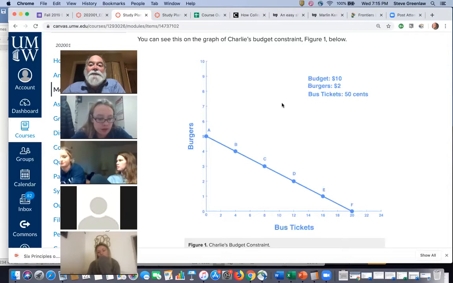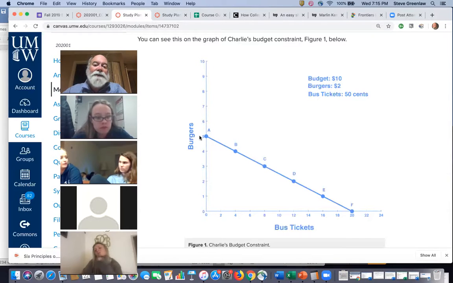Okay. So it's a simple idea. Really, it is. Okay. In this example, you have a budget of $10. You like to spend your budget on either burgers or bus tickets. Okay. The burgers cost $2. If you spent your entire $10 on burgers, how many burgers could you buy? Yes, you can look at the graph if you want to cheat. 5. $10, $2 per burger goes 5 times into 10, right?